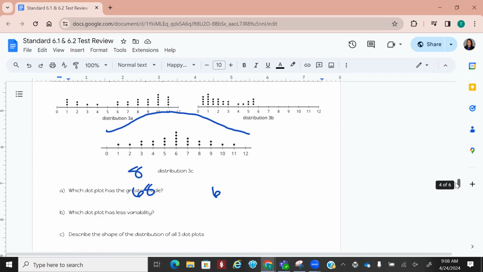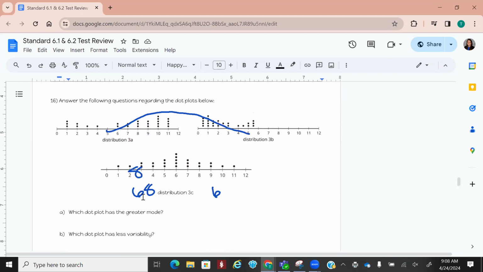Okay. On 16, which dot plot has the greater mode? 3A. Okay. Which one has the least variability? Variability is talking about how spread out something is. Which one is smushed together? 3B.